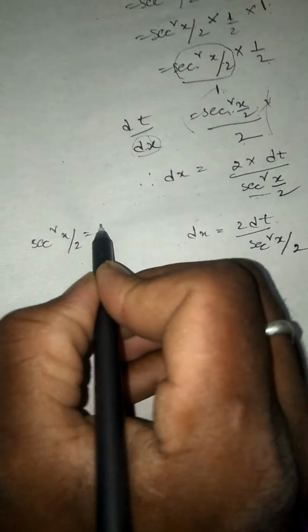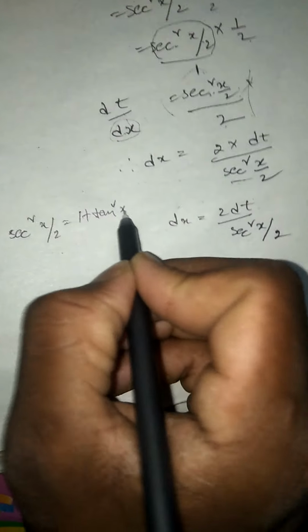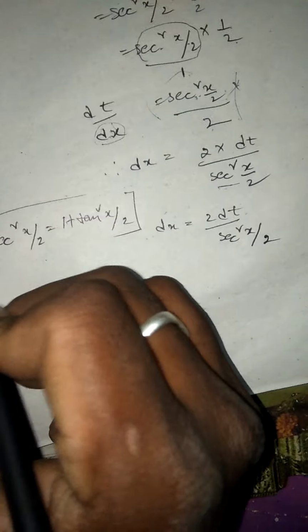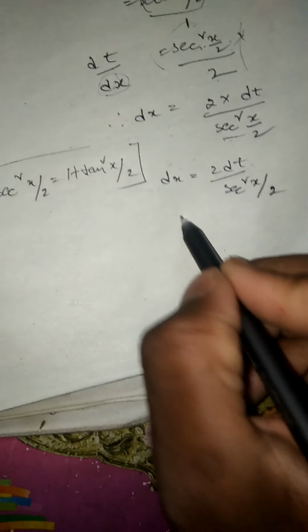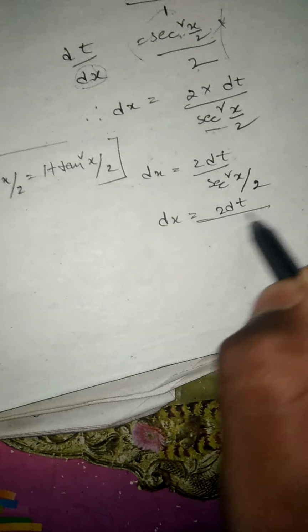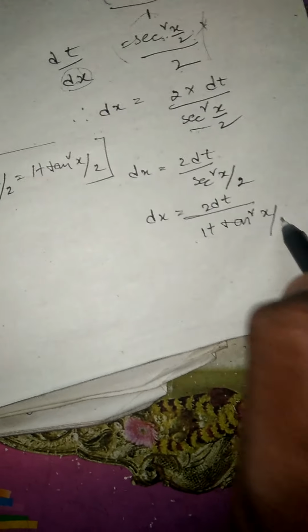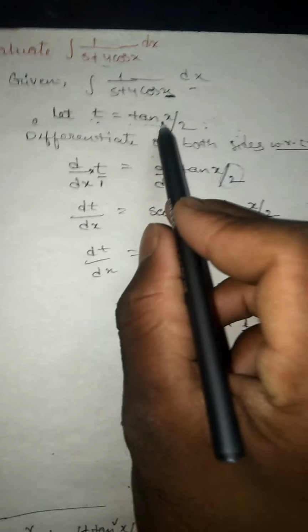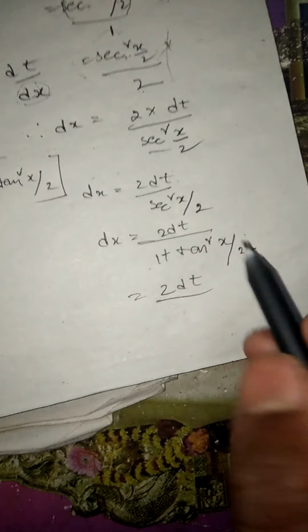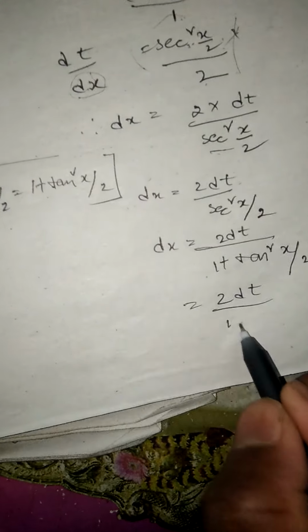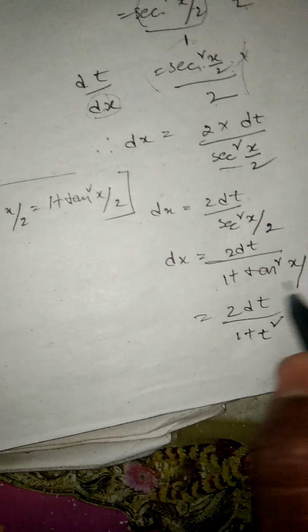We know the formula: secant square x by 2 is equals to 1 plus tan square x by 2. This is the formula, so we can replace secant square x by 2 with 1 plus tan square x by 2. So 2 dt by (1 plus tan square x by 2). We have already put t is equals to tan x by 2, so tan square x by 2 becomes t square: 1 plus t square. Understand this?